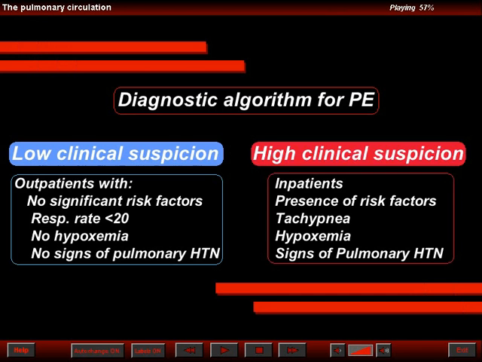The second category would be the high clinical suspicion, which include patients with risk factors for pulmonary thromboembolism, a patient with tachypnea, that is respiratory rate more than 20, decreased arterial PO2, or signs of pulmonary hypertension.